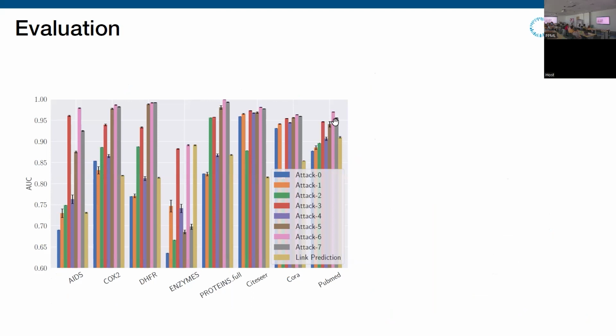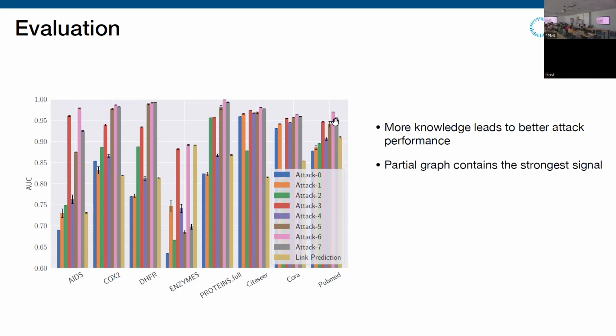Attack 0 has none of what I just mentioned. So technically, the more knowledge you have, the better performance you have, but it's not always true. Among all three types of knowledge, the most useful one is the ground truth edge of the original graph, which makes sense, also because the graph has a lot of similarity among different nodes. The least useful information is the shadow data set.